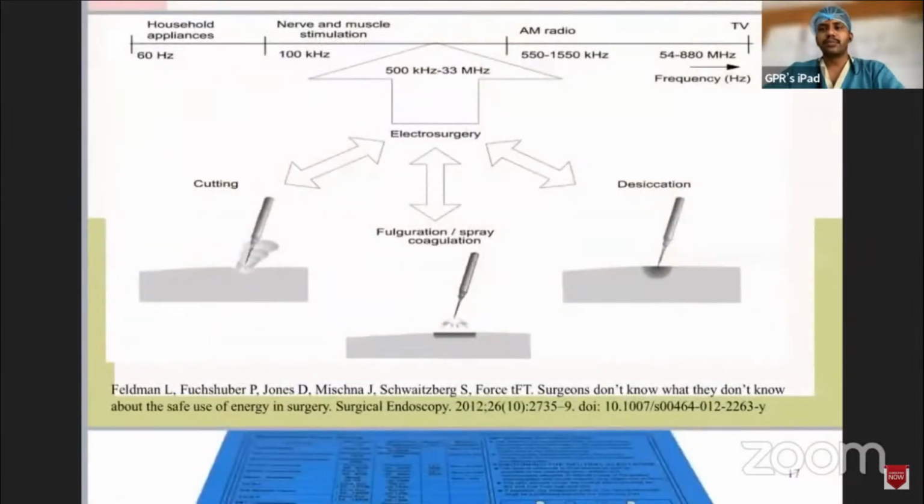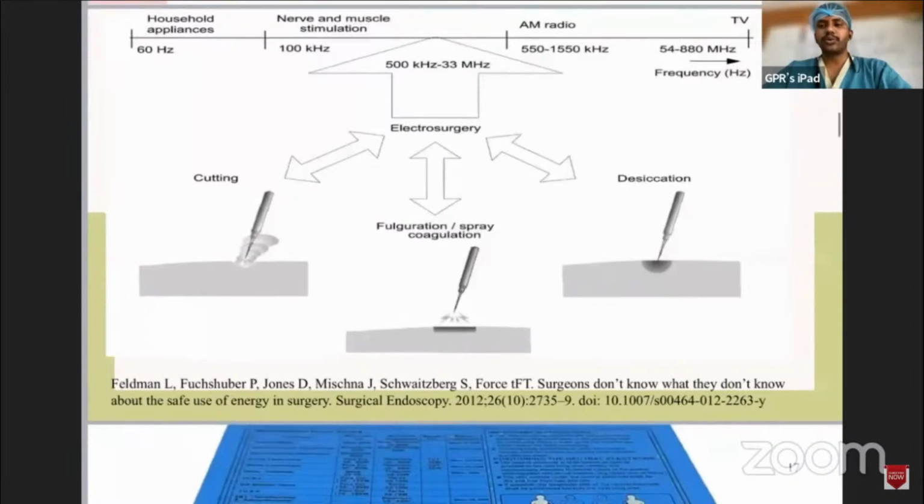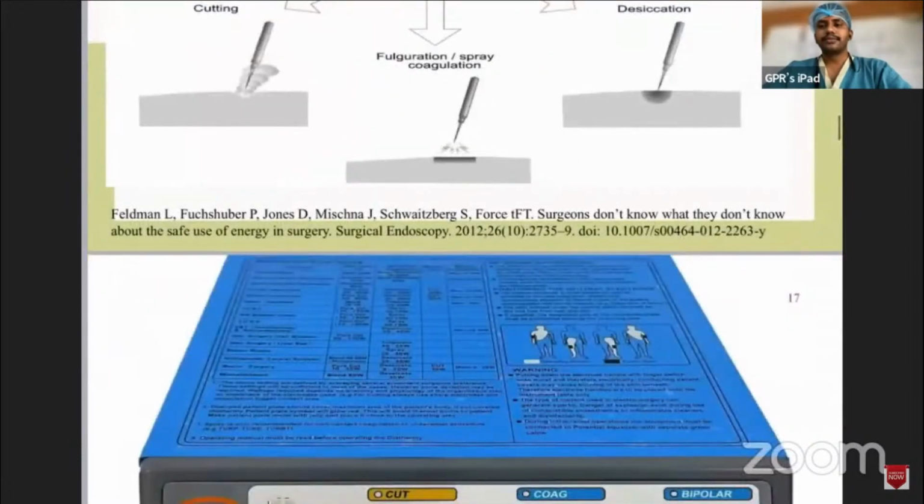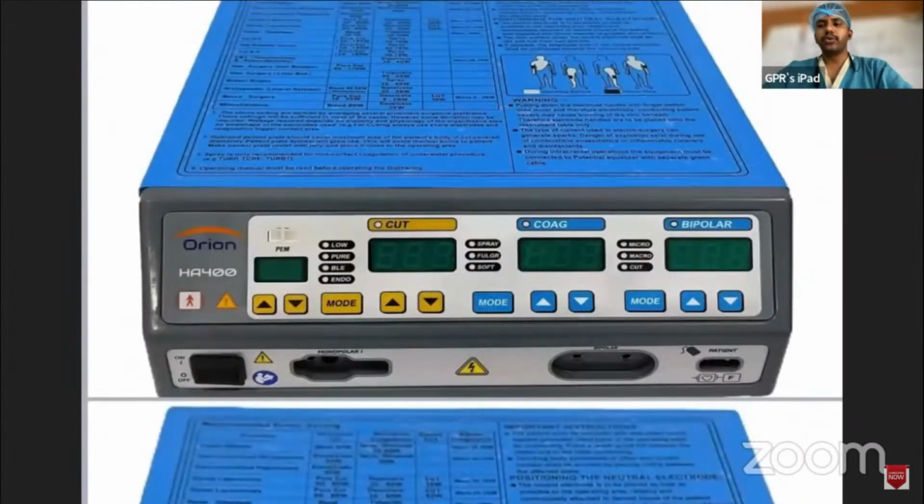So these are the various cycles of current we use. Household current is 60 cycles per second. What we use in our electrosurgical or cautery unit is around 33 kilohertz to 500 kilohertz of current. So this is how an electrosurgery or electrocautery unit looks.